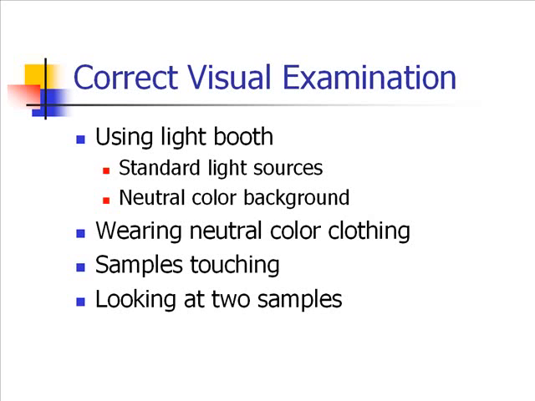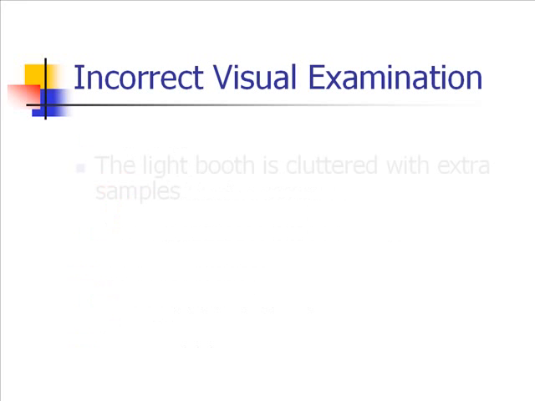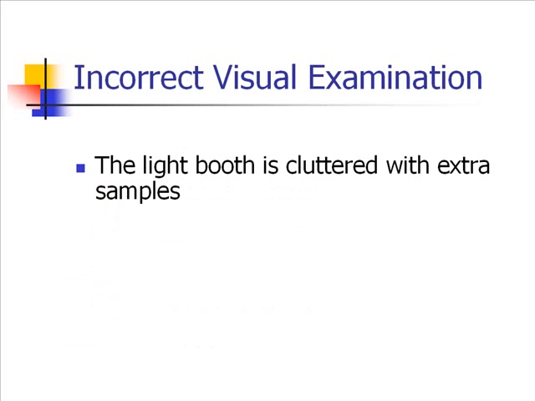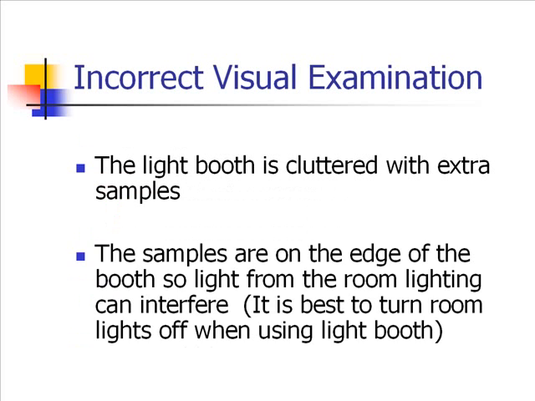The light booth had a bunch of extra samples in it. That's not a good thing. You only want the two you're interested in. The samples are on the edge of the booth, so light from the room lighting can interfere. It's best to turn the room lights off when using the light booth, like I mentioned, and have your samples, or at least have your samples pretty far in the booth. And they say you should have your samples laying on the bottom of the booth.